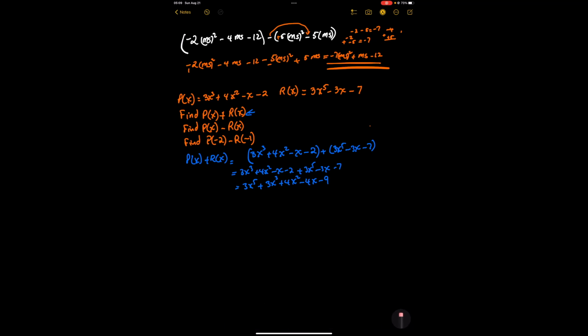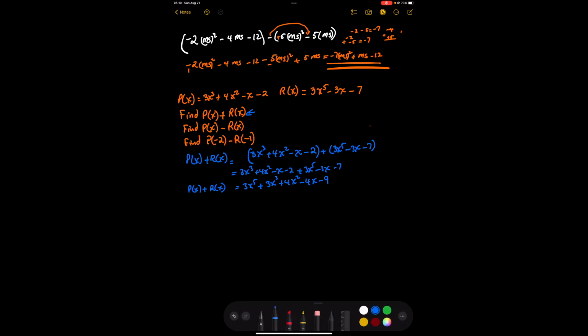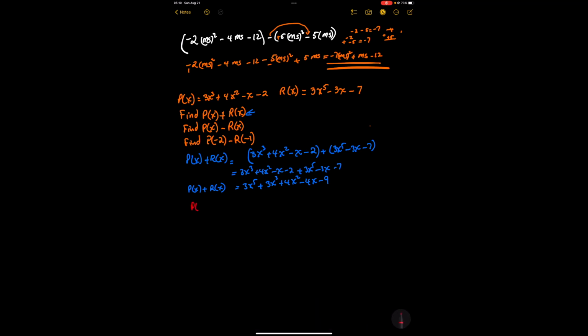So this right here is p of x plus r of x. Now let's do p of x minus r of x. Well, again, I'm going to write 3x cubed plus 4x squared minus x minus 2, minus 3x^5 minus 3x minus 7.